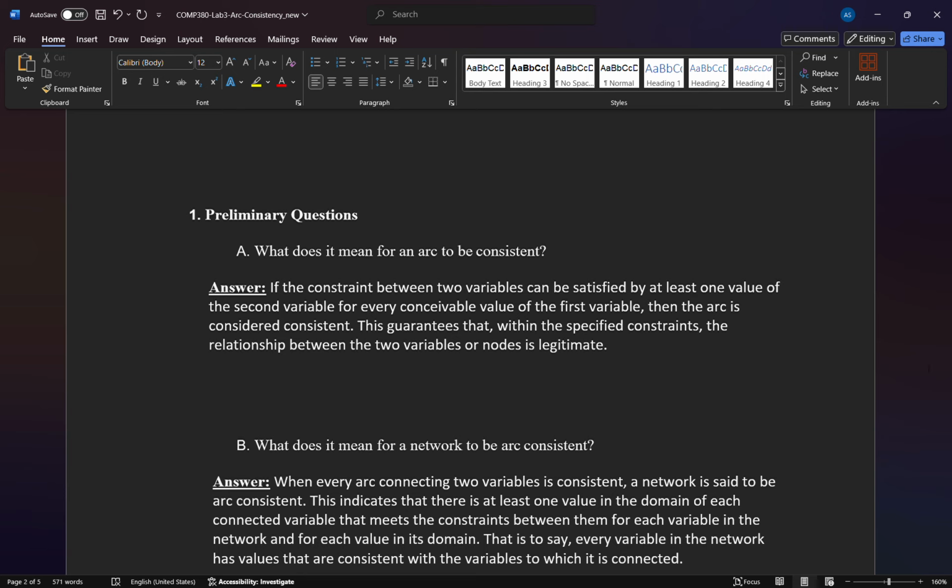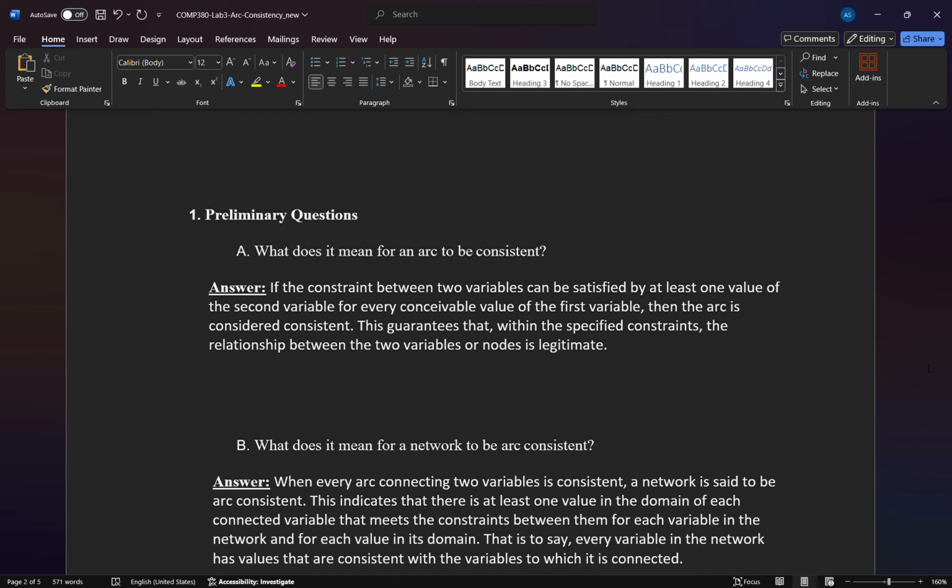Hello everyone, my name is Aditya Sanjeet Suvarna and today I'll be explaining the lab 3 which was done for COM 380. So upon going through the textbook and the slides, I understood the answers to these questions.